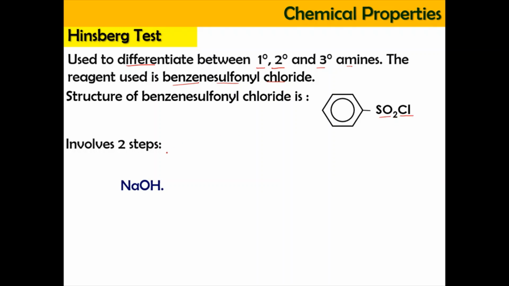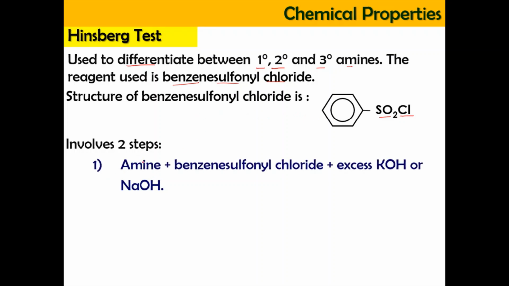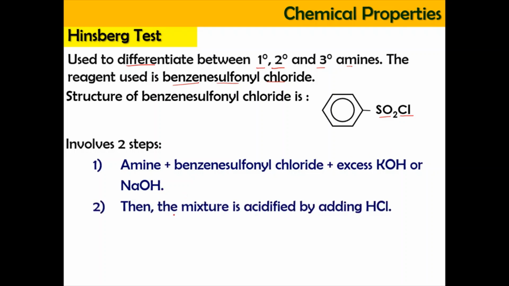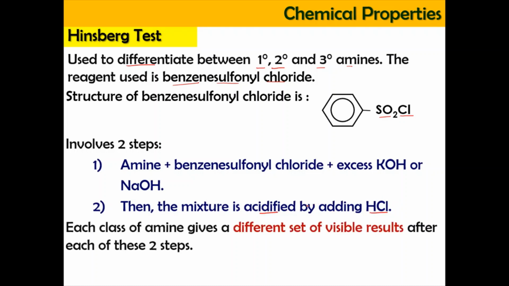So the reaction of amine with the Hinsberg reagent, which is the benzene sulfonyl chloride, is going to involve two steps. In the first step, the amine is going to react with the benzene sulfonyl chloride in the presence of excess KOH or NaOH, either one of the bases here. Next, the mixture is going to be acidified by using hydrochloric acid. As you can see from the reaction of the two steps here, each class of amine is going to give a different set of visible results after each of these two steps. Now we're going to look into the observations for the primary, secondary, and tertiary amines using the Hinsberg reagent.